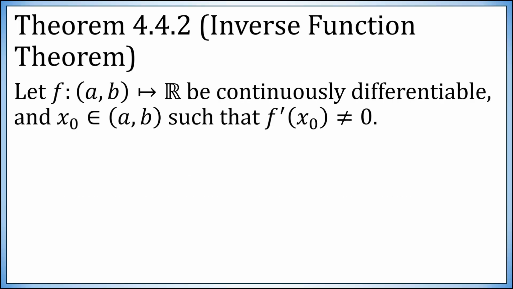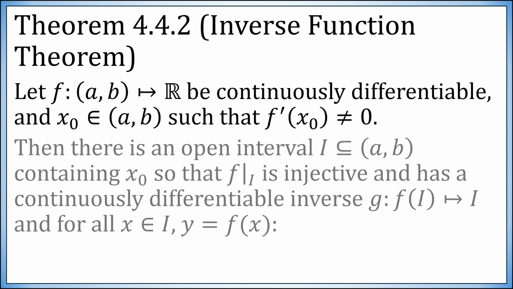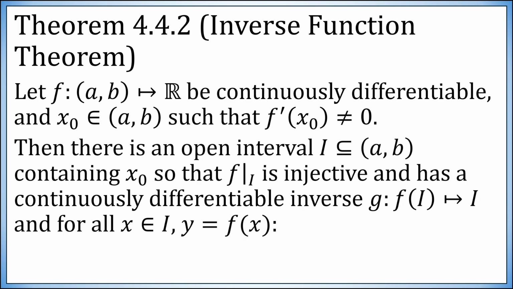Suppose f is continuously differentiable and the derivative is never zero on an interval from a to b, an open interval. Then there is an open subinterval I containing x naught so that the restriction to I is injective and has a continuously differentiable inverse g, such that you end up with the appropriate relation between the derivative of the inverse function g and the reciprocal of the derivative of the original function f.